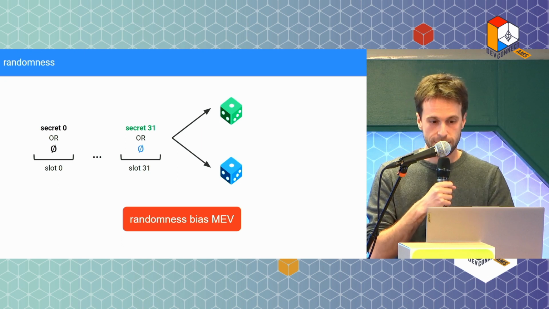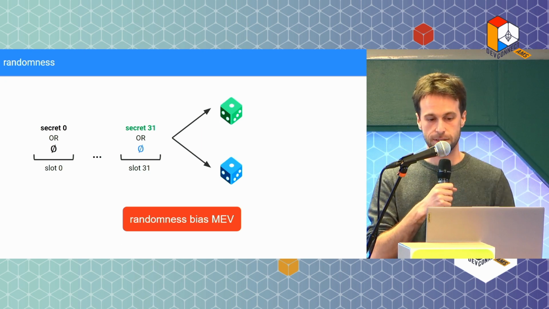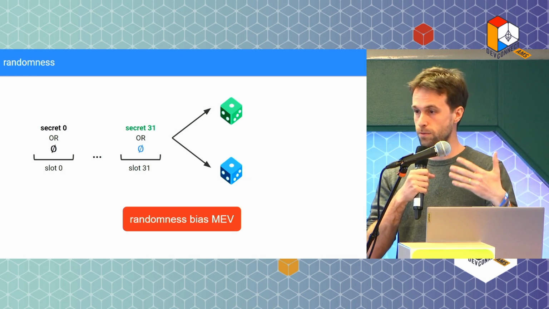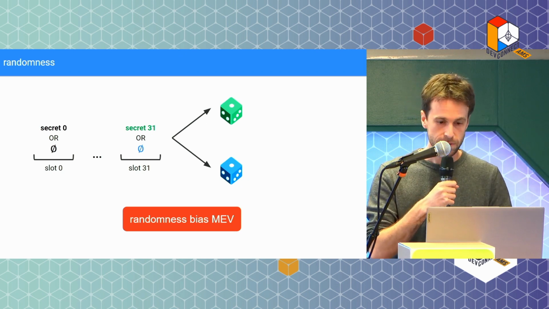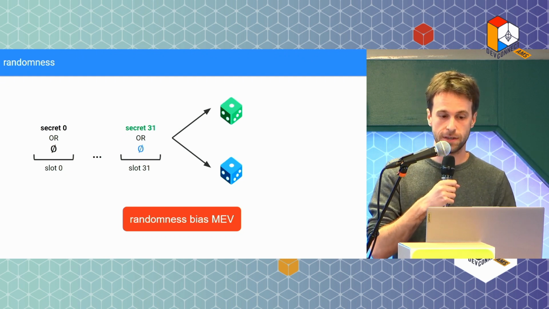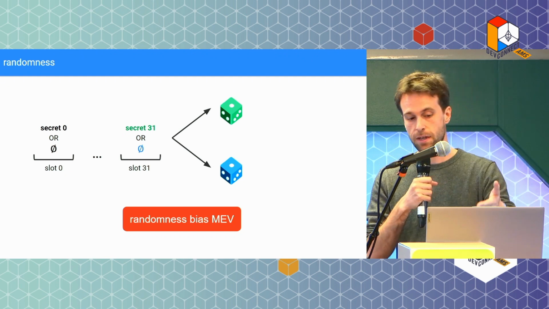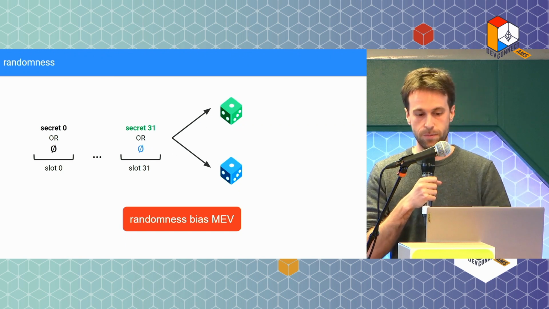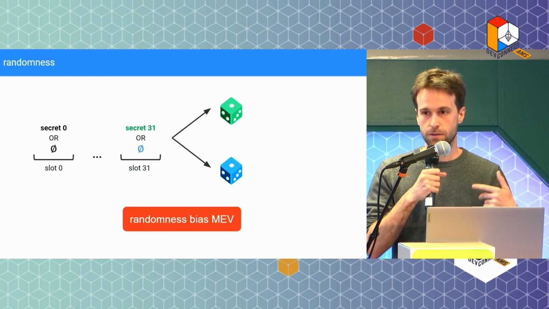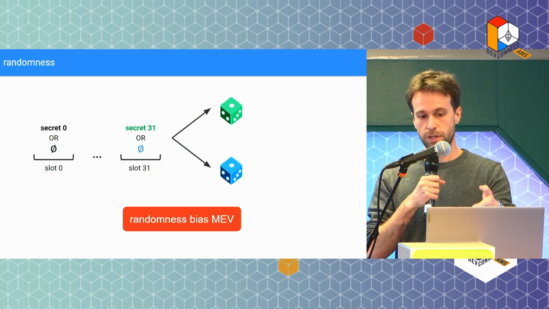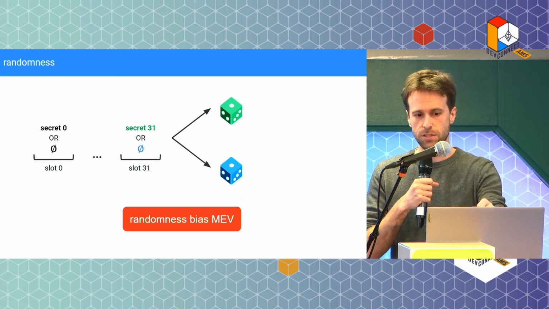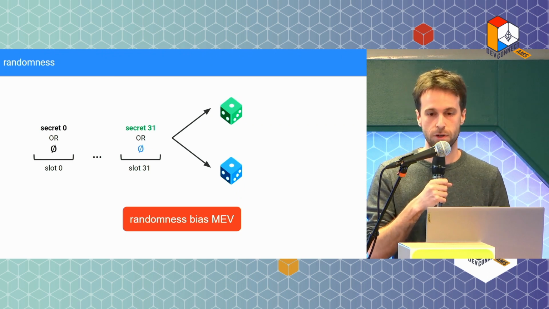But the problem here is that the very last proposer can choose between two random outputs. He can either reveal and get the green output, or not reveal and get the blue output. And this is bad because it means that they could choose which random number they want, which gives them the most MEV. Now, how can changing the randomness give you more MEV?